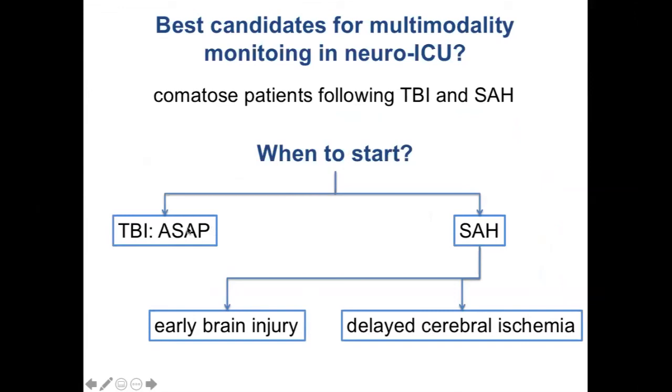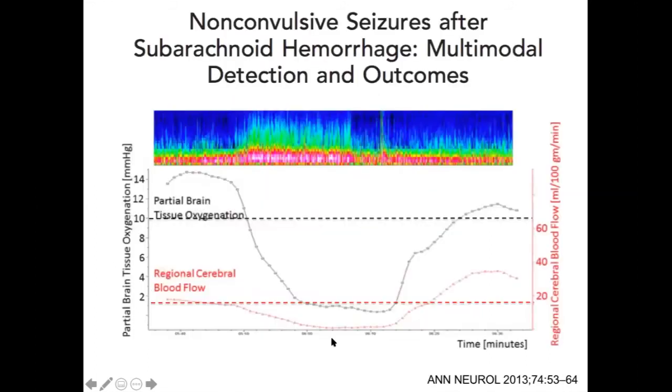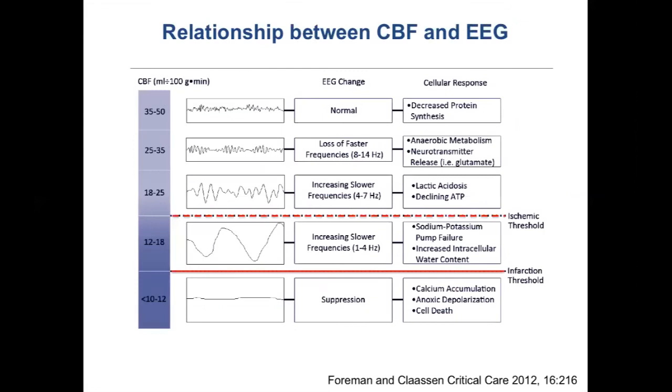So if I should think of monitoring a patient, I may have different scenarios based on different physiology. So for TBI, my idea is to start as soon as possible. And also in the BOOST trial, they tried to enroll patients as soon as possible. In SAH, it depends. If my goal is to define early brain injury, okay, I can start early. But if my goal is to detect and treat delayed ischemia, maybe it is worth being aggressive with monitoring in this condition. Also, an important point is the clinical condition of the patient.